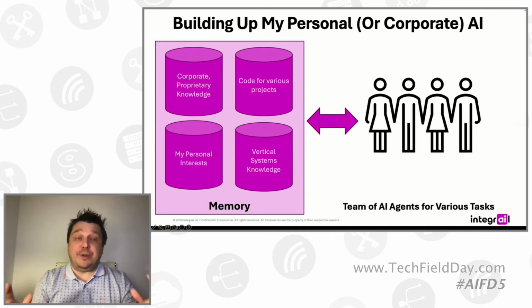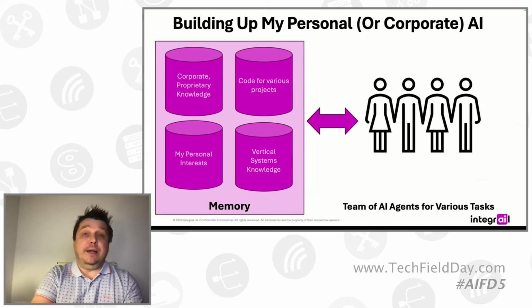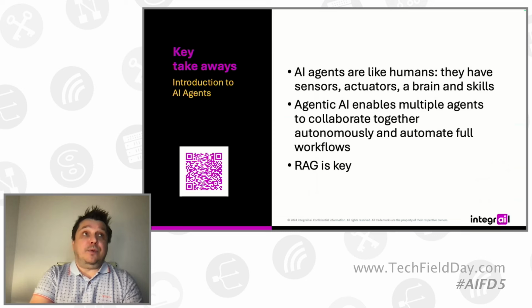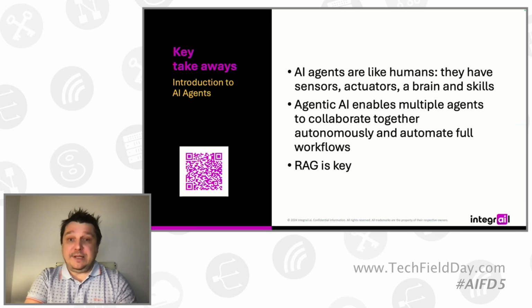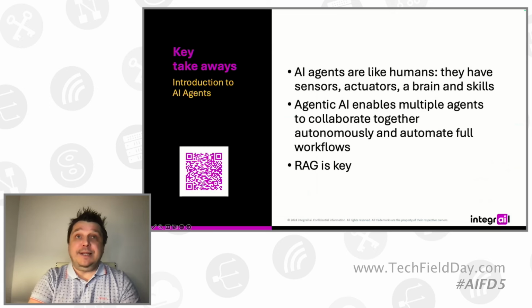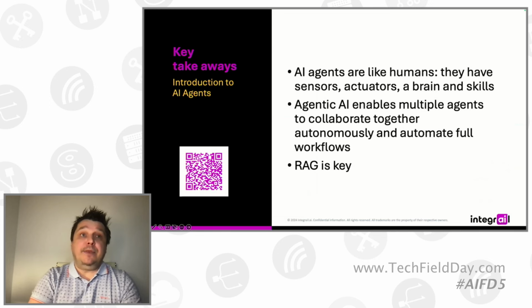So this is the strategic approach to building agents, and this is the journey we are just starting ourselves, and we invite anybody who's interested to join. This is it for the introductory part for simple AI agents. Once again, AI agents are like humans. They have sensors, memory, a brain, and actuators or hands. Agentic AI is where we work with teams of agents working together. And retrieval augmented generation, or vector memory, is key to providing good quality results.